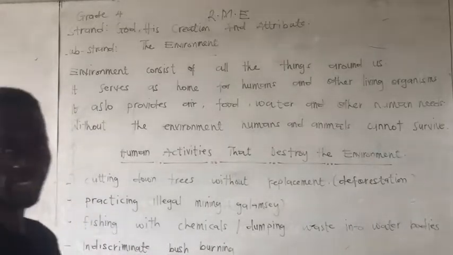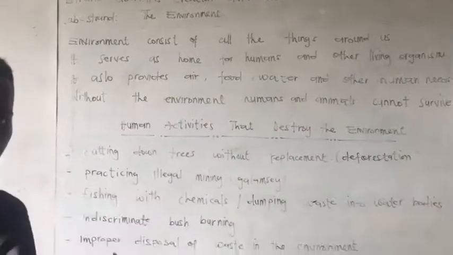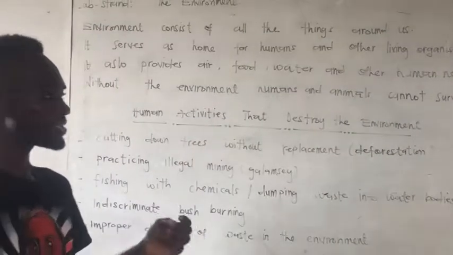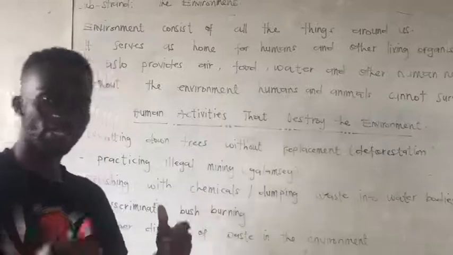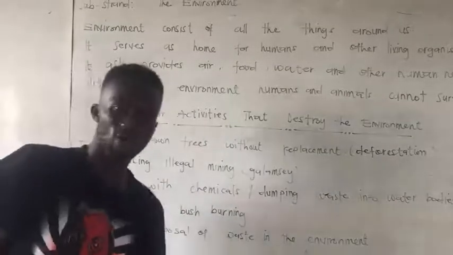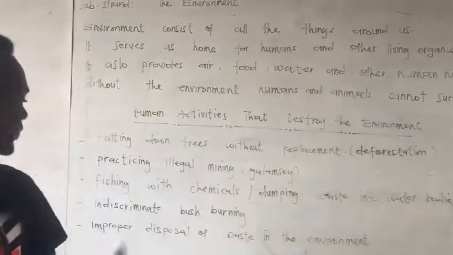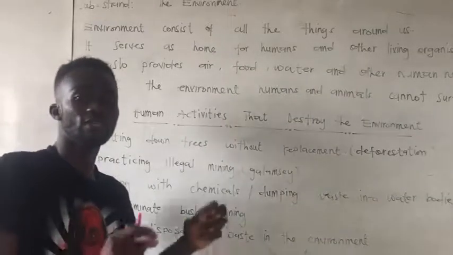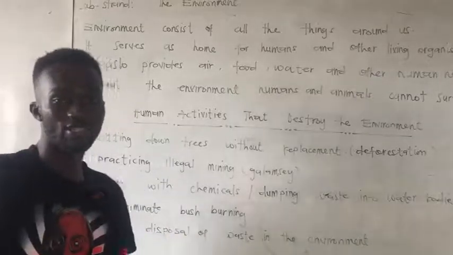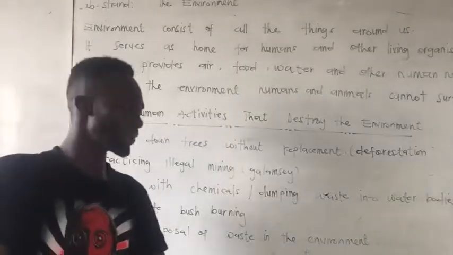Indiscriminate bush burning. When we burn our bushes, like farmers, and the hunters when they go hunting, they burn bushes so that they can get enough meat. When we burn our bushes, we kill the microorganisms in the soil which help our plants to grow. When we kill these microorganisms, we leave the soil acidic, and when our soil is acidic, we cannot cultivate crops.